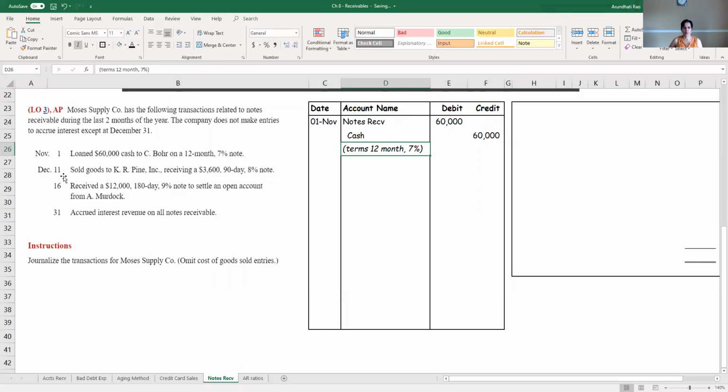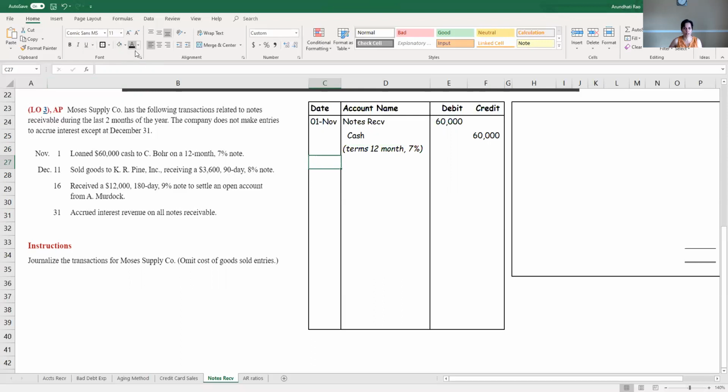Then on December 11th, I sold goods to KR Pine, receiving $3,600 90-day 8% note. So it's not an accounts receivable, but it's a note. So perhaps my receivable terms are typically, let's say, for instance, 2/10 net 30. This customer wanted more time. I tell them, okay, I'll give you 90 days, but I'm going to charge you interest.